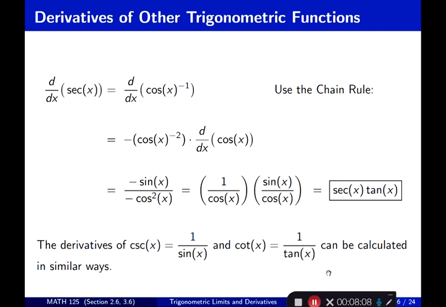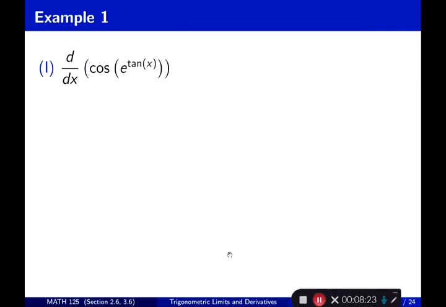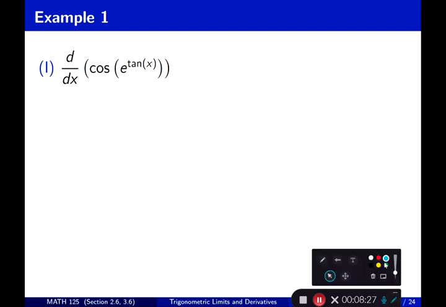Derivation of the derivatives of cosecant of x and cotangent of x are very similar, and you get the cofunctions of the derivative of secant of x and tangent of x with a negative sign. Now let's do a few examples of derivative of trig functions.